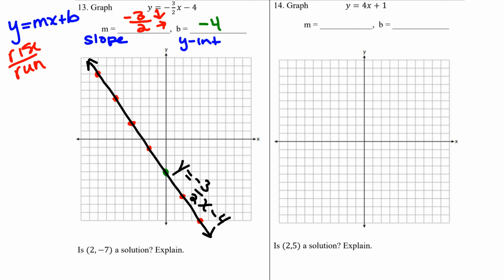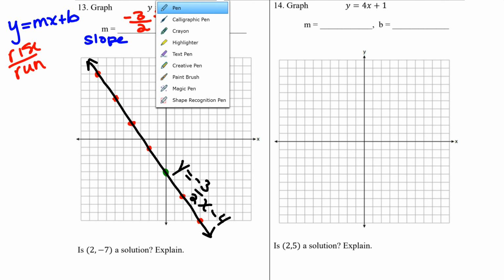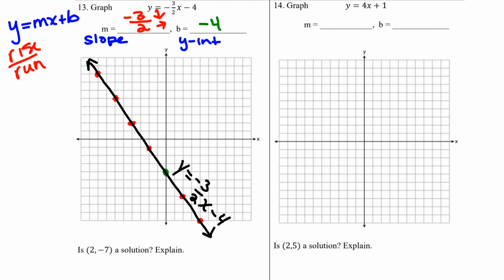Now the follow-up question says, is 2 comma negative 7 a solution? A solution is any point that lies on this line y equals negative 3 over 2x minus 4. So I'm going to start at 0, 0. And 2 comma negative 7 means I go right 2, down 1, 2, 3, 4, 5, 6, 7. It's this point right here. So because it lies on the line, we would say, yes, it's a solution because it lies on the line.